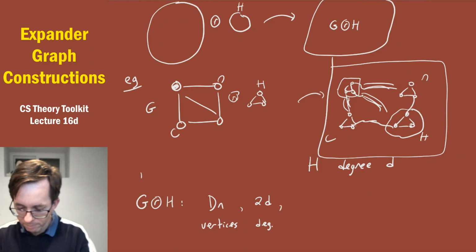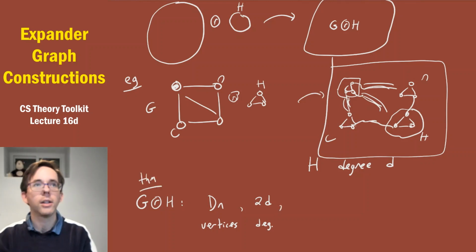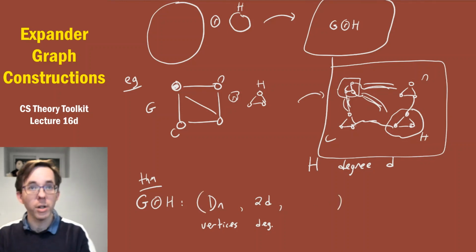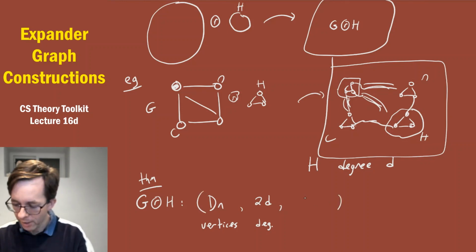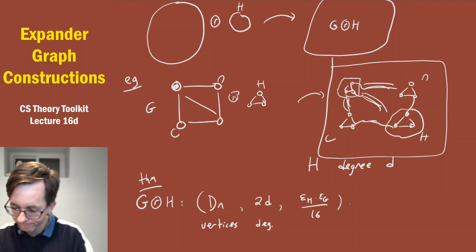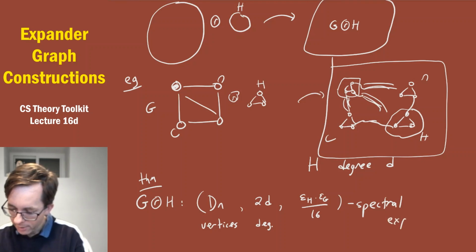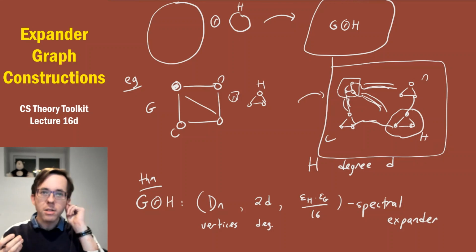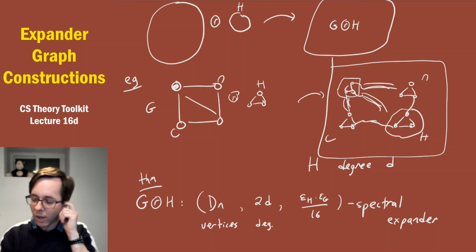And the theorem, that's basically in this Jaramson, Tedley, Vigoda paper, is that it also has pretty good spectral expansion. Its spectral expansion is epsilon H times epsilon G over 16. So if epsilon H and epsilon G are both constants, you multiply them together, you still get a positive constant over 16.